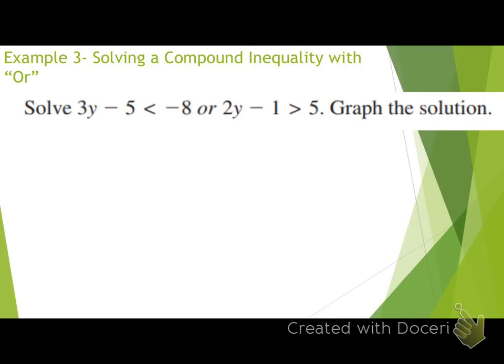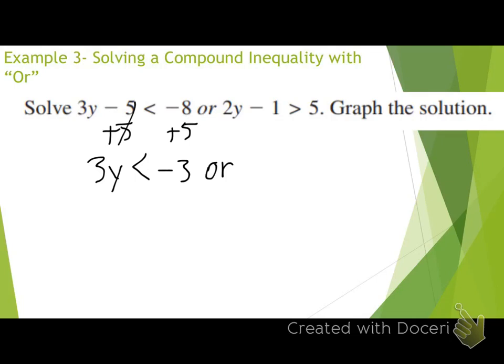So the first inequality, 3y minus 5 is less than negative 8. What would be my first step to get y by itself? Add 5. Like I said, we're dealing with them individually, so I'm not going to add 5 to this side over here. Negative 8 plus 5. Negative 3. Symbol, flip or stay? Stay. I'm going to bring my word or down.